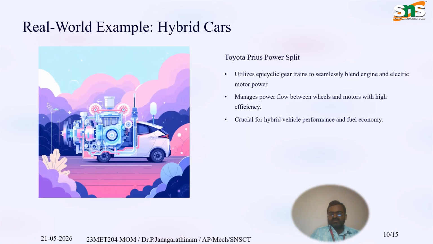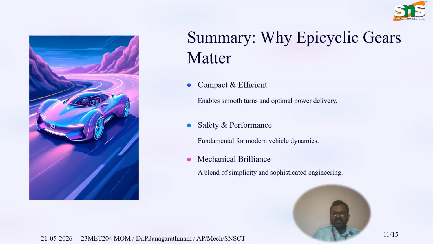Real world examples include hybrid cars, like the Toyota Prius power split device, which uses epicyclic gear trains to seamlessly blend engine and electric motor power. It manages power flow between the wheels and motors with high efficiency and is crucial for hybrid vehicle performance and fuel economy. So the Toyota Prius power split uses an epicyclic gear train as well as differentials.